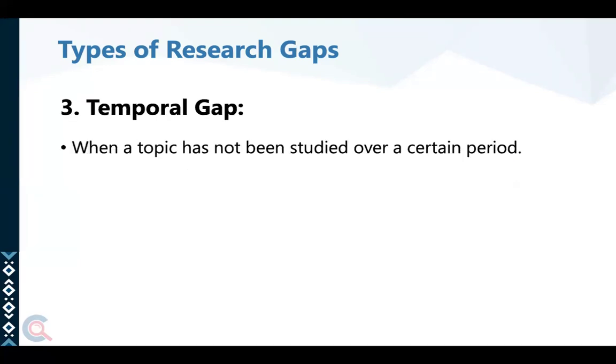So let's look at the next type of gap, the third, which is the temporal gap. And the temporal gap is really in relation to time, temporality. So when we say there is a temporal gap, it means that a topic has not been studied over a certain period. So for example, research was ongoing on psychedelics in the 60s, and then something happened, and then there was a large period between that and recently. And during that period, very limited research was done. And so it created a temporal gap because of that huge period of time.